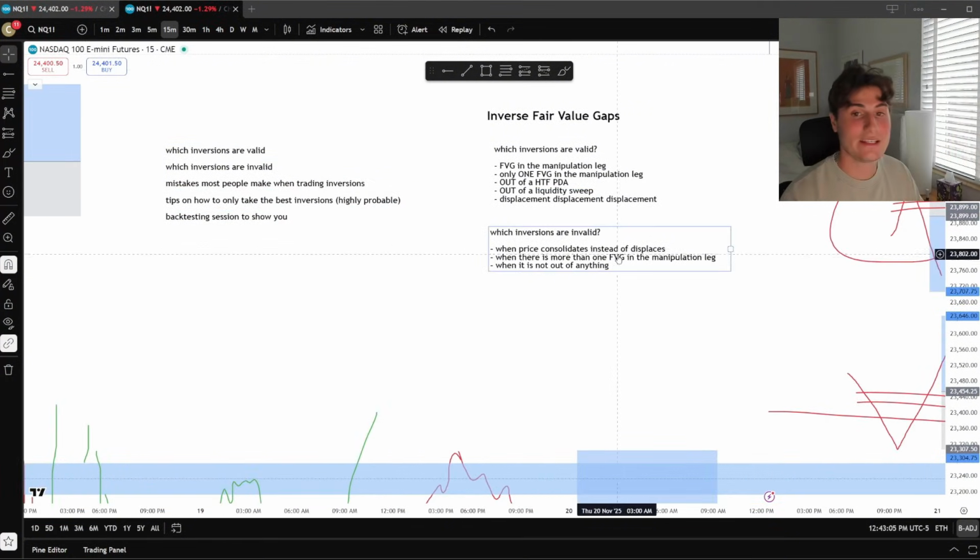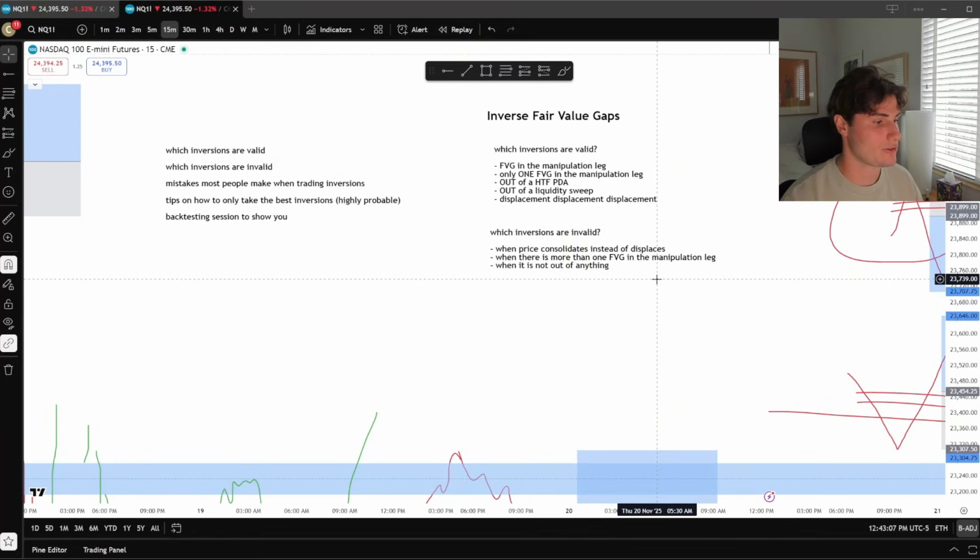Now let me X that out. These are all invalid situations for inversions. You must not take inversions if there is no displacement, if there's more than one fair value gap in the leg, or when it's not out of anything. You have to stay away. You cannot just take any random inversions on the charts.